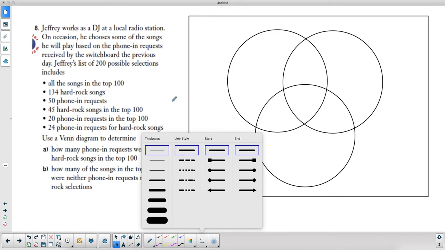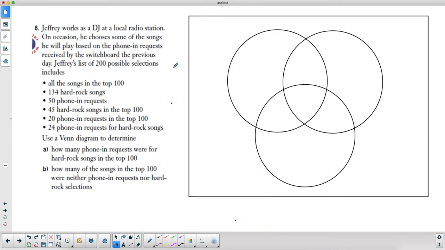Okay, so this says, Jeffrey works as a DJ at a local radio station. On occasion, he chooses some of the songs he will play based on phone-in requests received by the switchboard in the previous day. Jeff's list of 200 possible selections includes all the songs in the top 100. So there's the top 100, 134 hard rock songs, so this is hard rock, and the phone-in requests, which are up here.